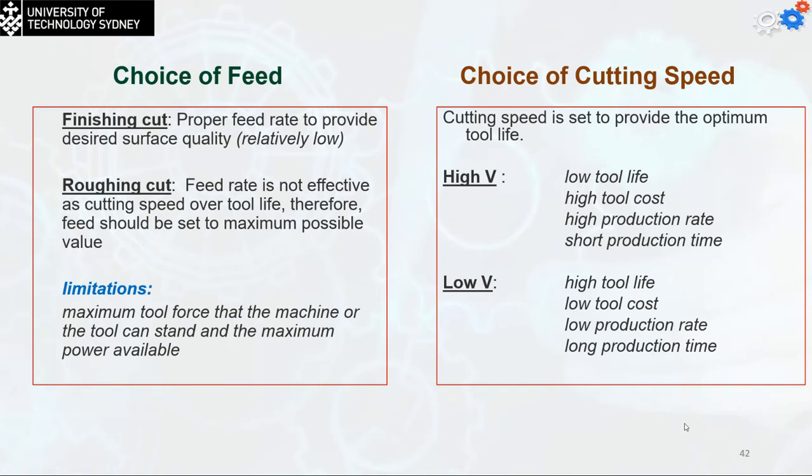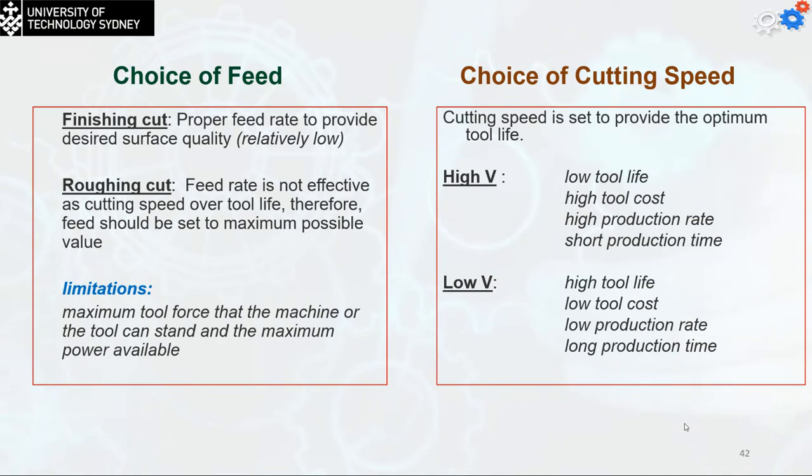The other choice is the roughing cut. In that case, the feed rate is not as effective as the cutting speed on the overall tool life. Therefore, the feed rate should be set to the maximum possible value because we want to remove the material at the maximum rate of material removal, whose main parameters are the depth of the cut and the feed rate. The limitation we have is the maximum tool force that the machine or the tool can stand, and the maximum power available are going to be the main limitations for the process.